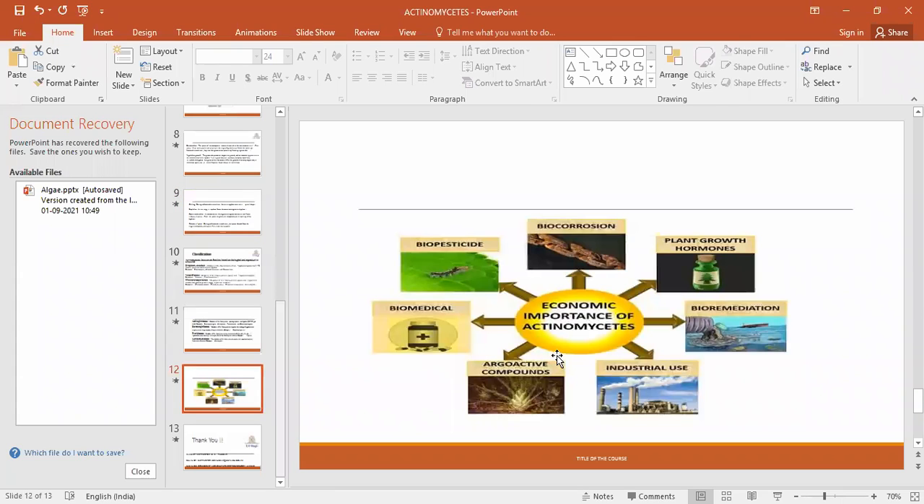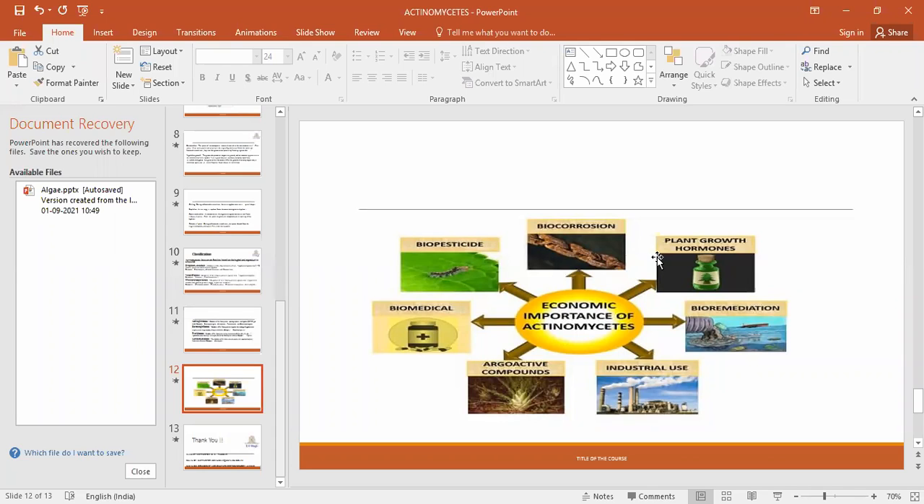Next, what is the economic importance of the actinomycetes? First is biocorrosion. Second is biopesticides. They are also used in biomedicine, in agroactive compounds, in industrial use, in bioremediation, and as a source of plant growth hormone. So these are the economic importance, or the applications or uses, of the actinomycetes.